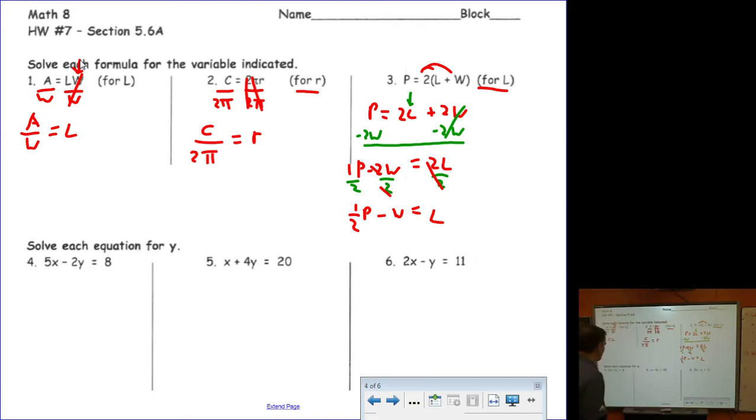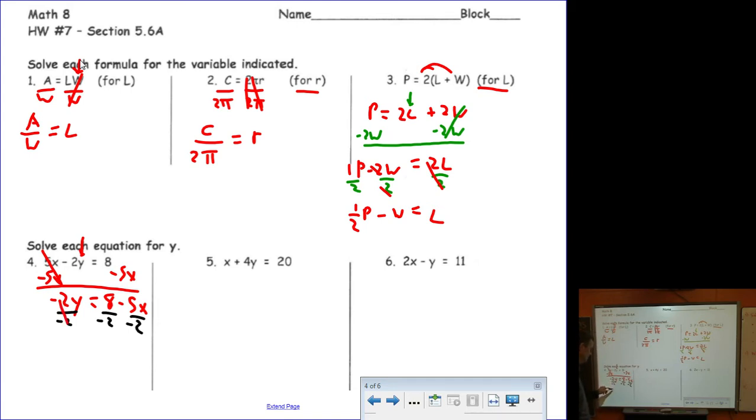Number 4, I want to solve for Y. So in all of these, when I'm solving for Y, the first thing I want to do is get the X term on the other side. So in this case, I would subtract 5X from both sides, eliminating the X term and giving me 2Y equals 8 minus 5X. And then I can get rid of the negative 2 if I divide everything by negative 2.